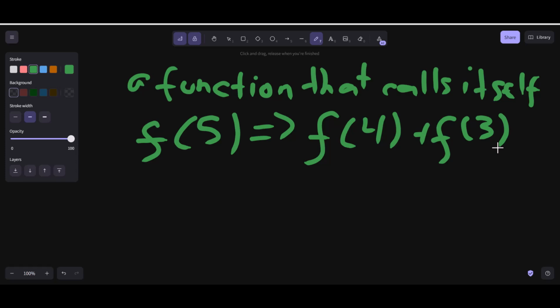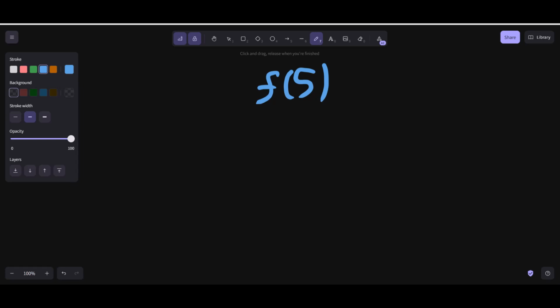Recursion is kind of like a chain, because if you think about it, we don't know f of 5. We can break 5 down into f of 4 and f of 3. But then you're like, well, wait a second, we don't know f of 4 and f of 3, so we can break those down even further. It might look something like this overall. The way I like to look at recursion is kind of like a pyramid. At the top is what we're looking for. We're looking for f of 5.